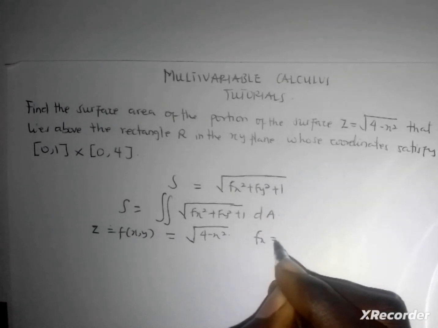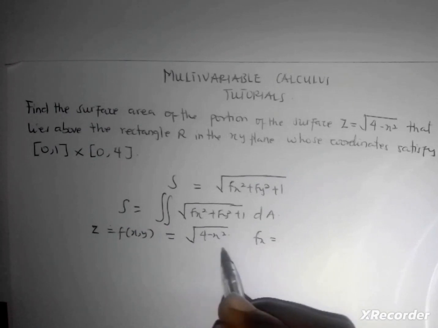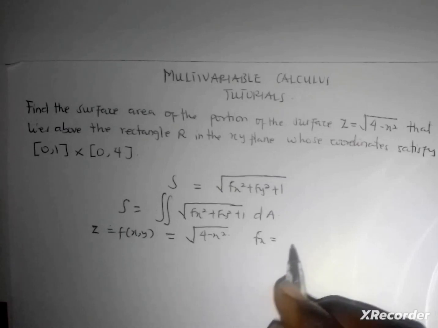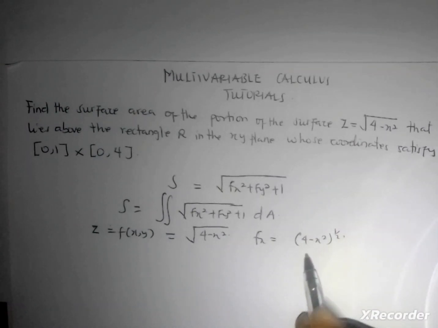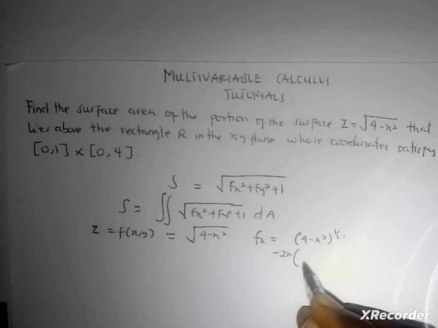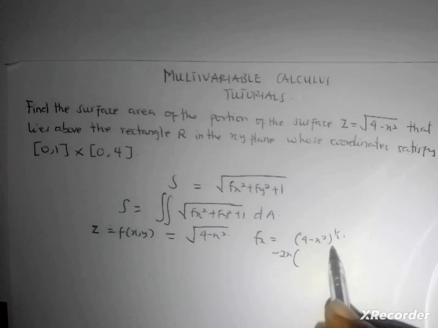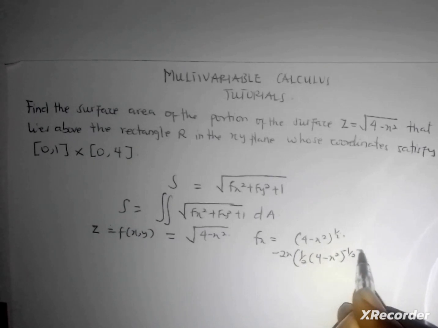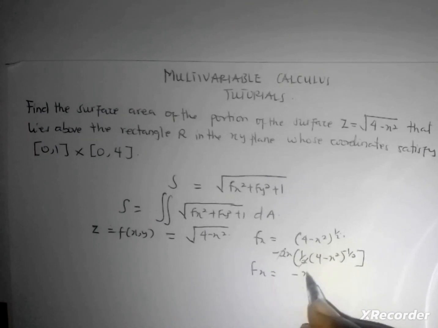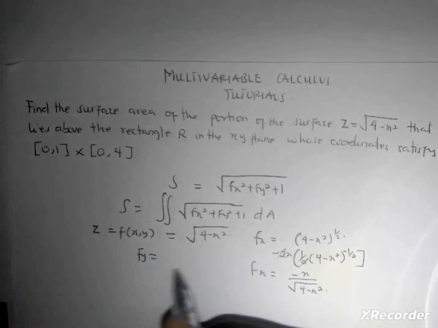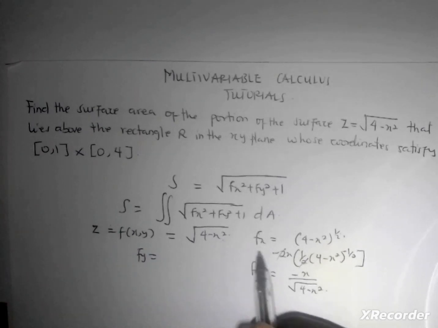So our fx is simply obtained by taking this as a composite function from our knowledge in calculus 2. This is the same as 4 minus x squared all to the power half. I'll first differentiate what I have inside. That is going to give me negative 2x. And after, it's going to multiply the derivative of the whole thing. That is half multiplying 4 minus x squared to the power negative half. Once I expand this, my 2 cancels these 2. So my fx is simply equal to negative x over the square root of 4 minus x squared. What about fy? Our fy is 0 because there is no y term in the function.